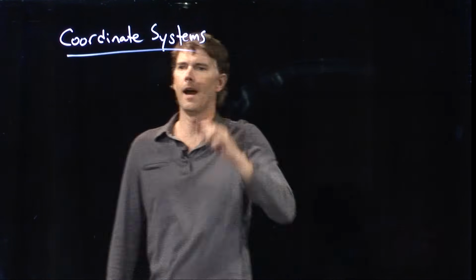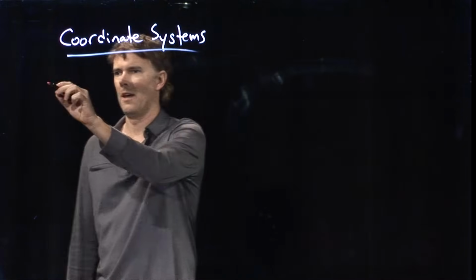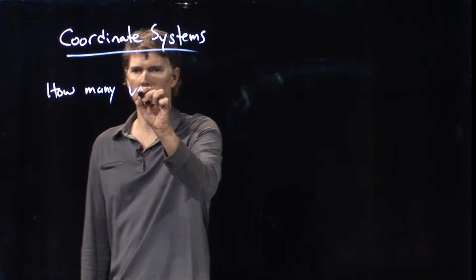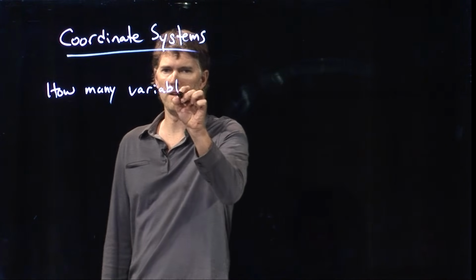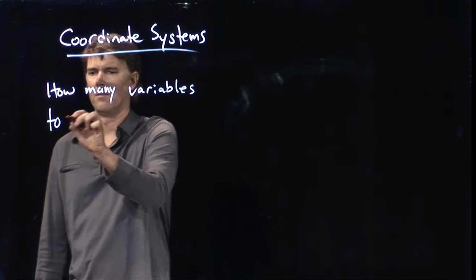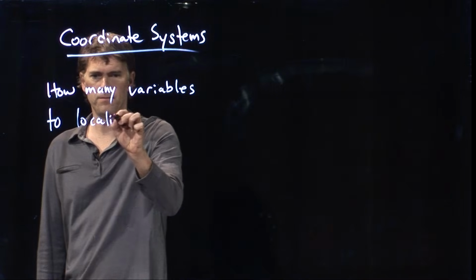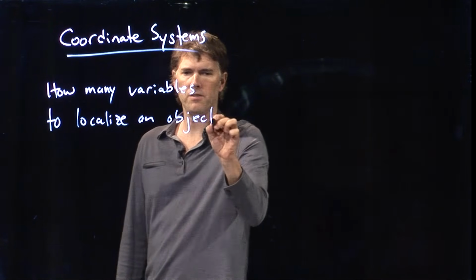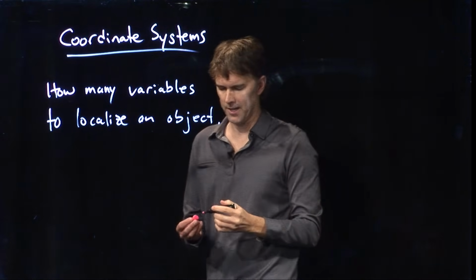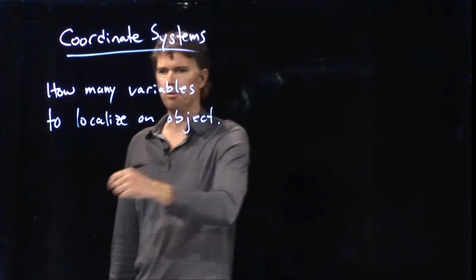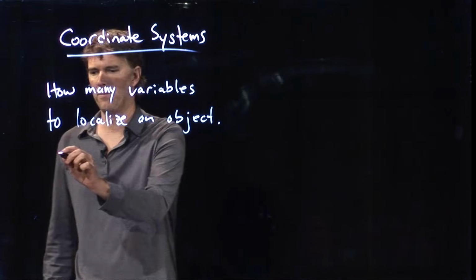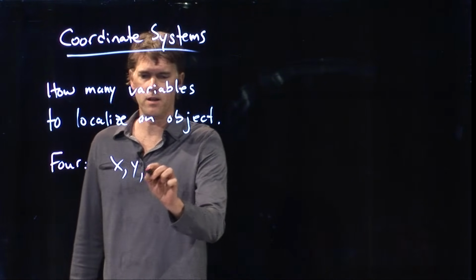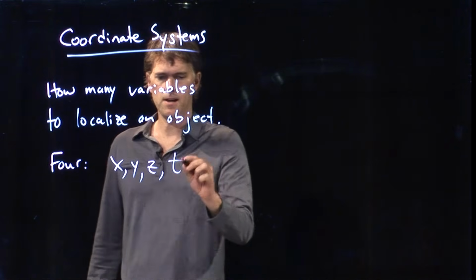Well, let me ask you guys a question. How many variables do we really need to localize a point or an object? If you want to say, oh, this object is in a particular location, how many variables do we need? 4. We need x, y, z, and time.